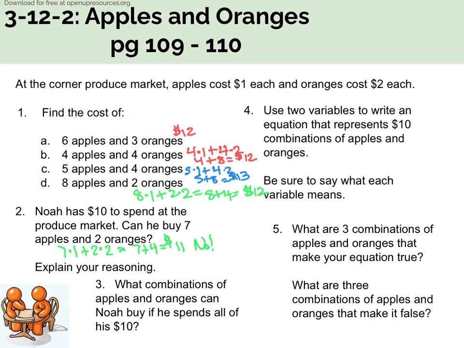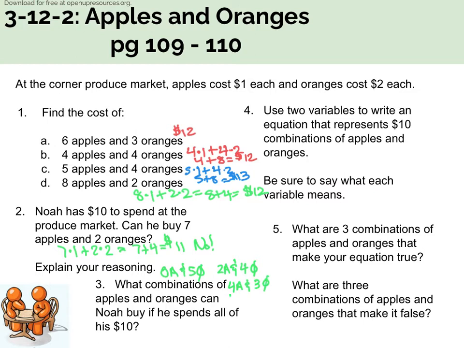All right, now since you worked through it, let's figure out what combinations he can buy. So first of all, we can have 0 apples and 5 oranges. Next, we can have 2 apples and 4 oranges. We can have 4 apples and 3 oranges.